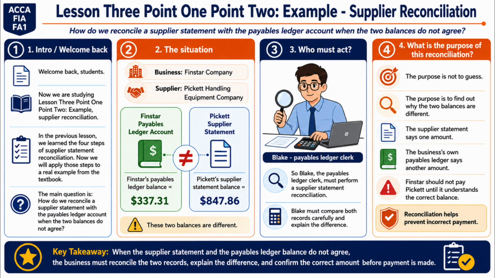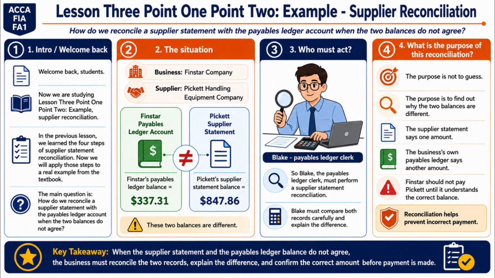Now we are studying Lesson 3.1.2, Example, Supplier Reconciliation. In the previous lesson, we learned the 4 steps of supplier statement reconciliation. Now we will apply those steps to a real example from the textbook. The main question is, how do we reconcile a supplier statement with the payables ledger account when the two balances do not agree?